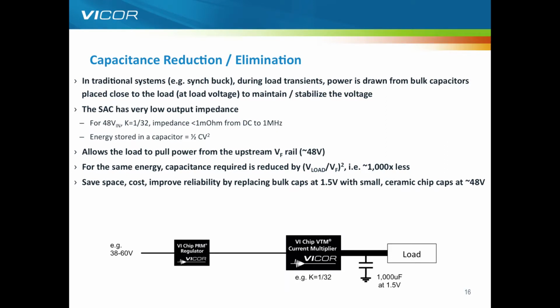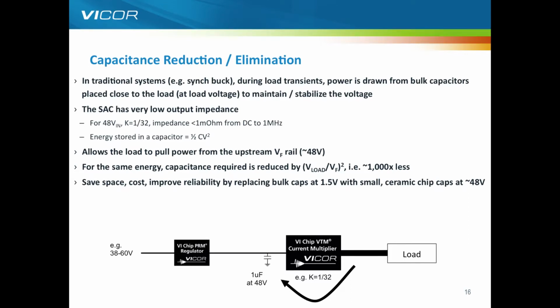However, the sine amplitude converter has a very low impedance. So if we take a look at the 1 divided by 32 example, it has less than 1 milliohm of impedance from DC up to 1 megahertz. This means that when the load goes through a transient step, it can see through the transformer and up to the higher voltage rail. And if that rail is at 48 volts instead of 1.5, we can take the proportion of those voltages, which also is the simple K factor of the transformer, squared, and use that as a reduction in the number of farads required to do exactly the same purpose. So in this case, with 1 over 32, we get a 1,000 times reduction in the amount of capacitance required.